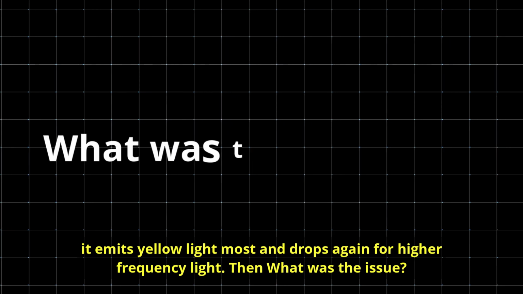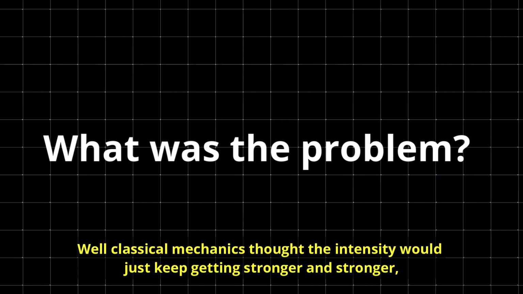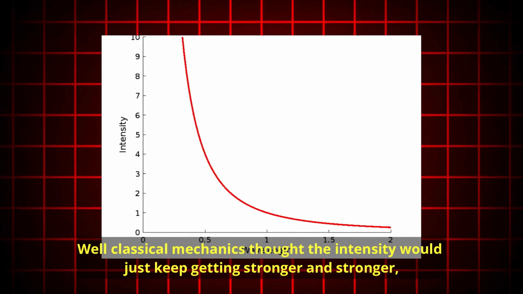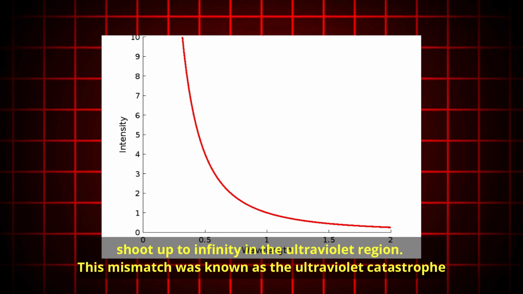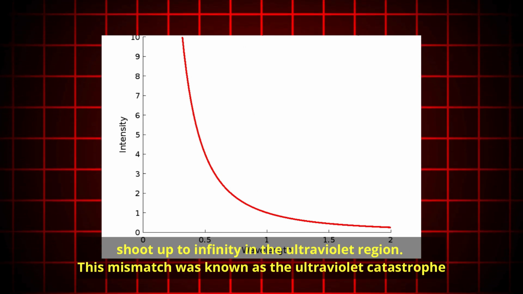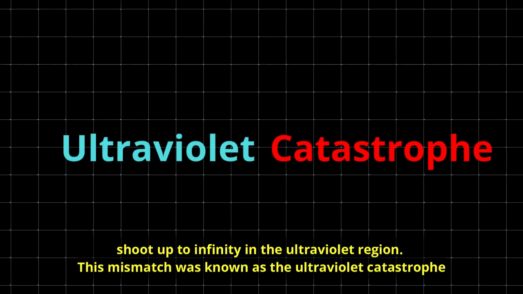Then what was the issue? Well, classical mechanics thought that the intensity would just keep getting stronger and stronger, shooting up to infinity in the ultraviolet region. This mismatch was known as the ultraviolet catastrophe.